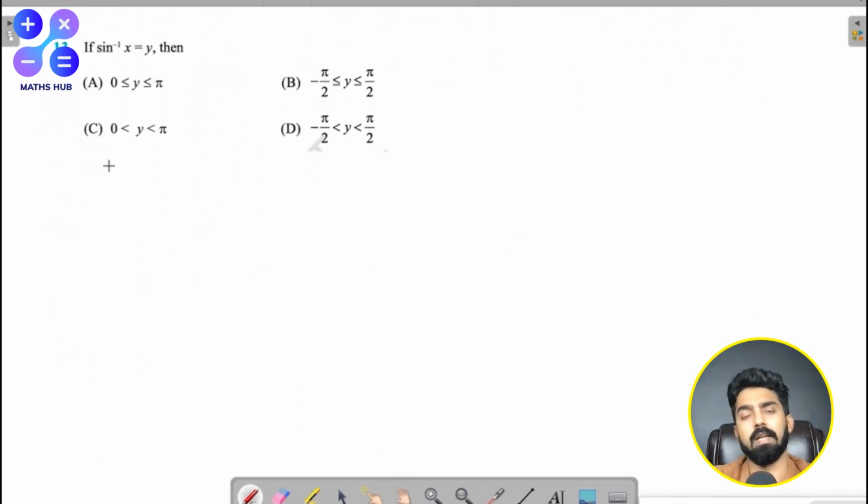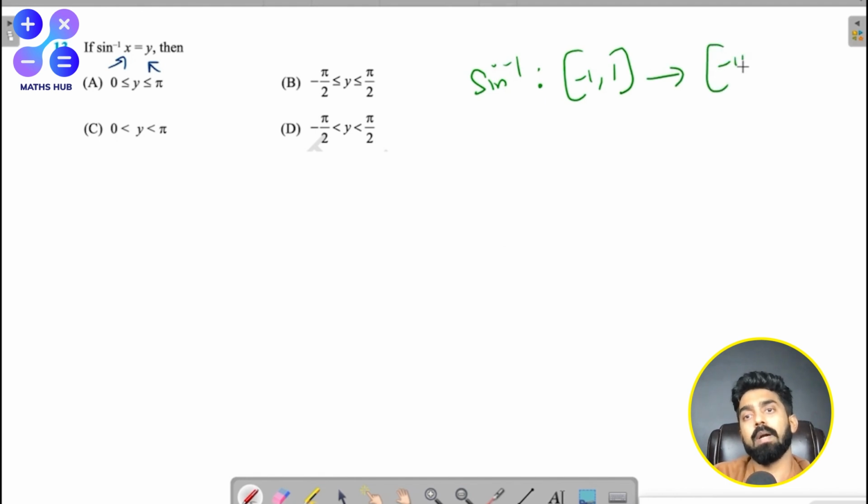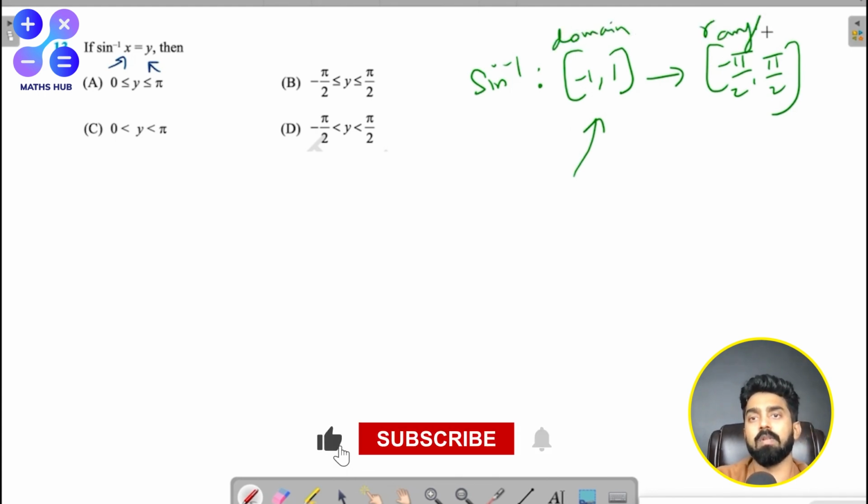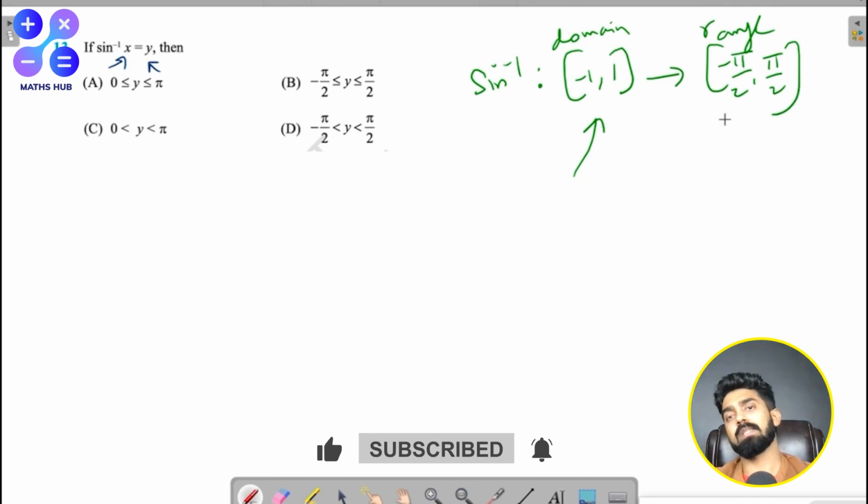Okay, this one seems a little different from what we've done until now. If sine inverse of x is y, then which one of these options is correct? So what do we understand from this? x is the domain, and y is the range, right? So x is the input values of sine inverse. Sine inverse takes values between minus 1 to 1, and it gives you values between minus pi by 2 to pi by 2. This is the domain and this is the range.